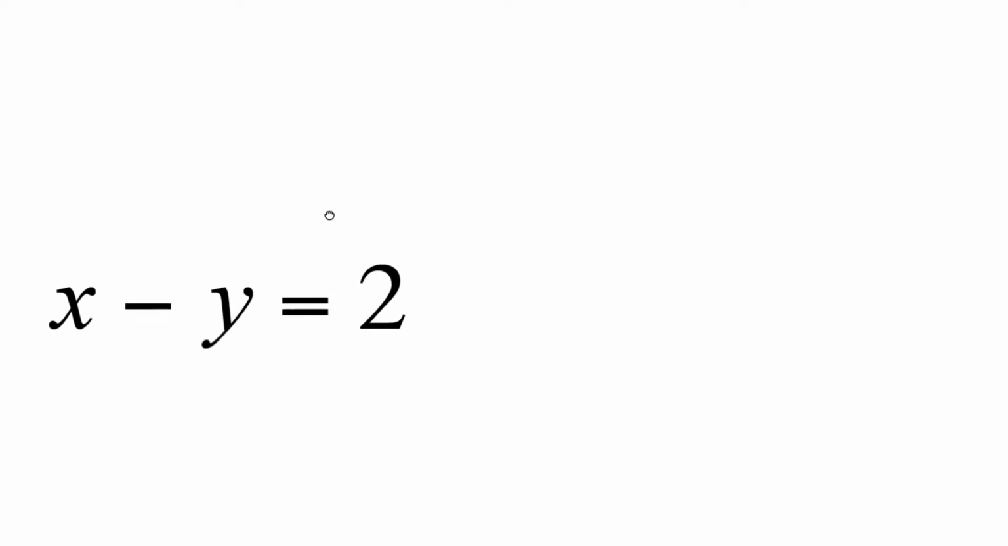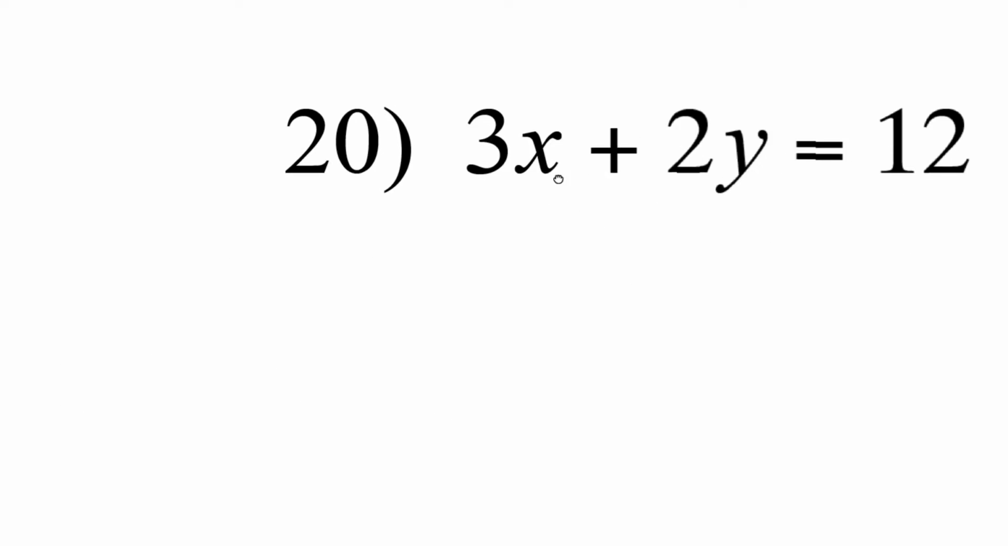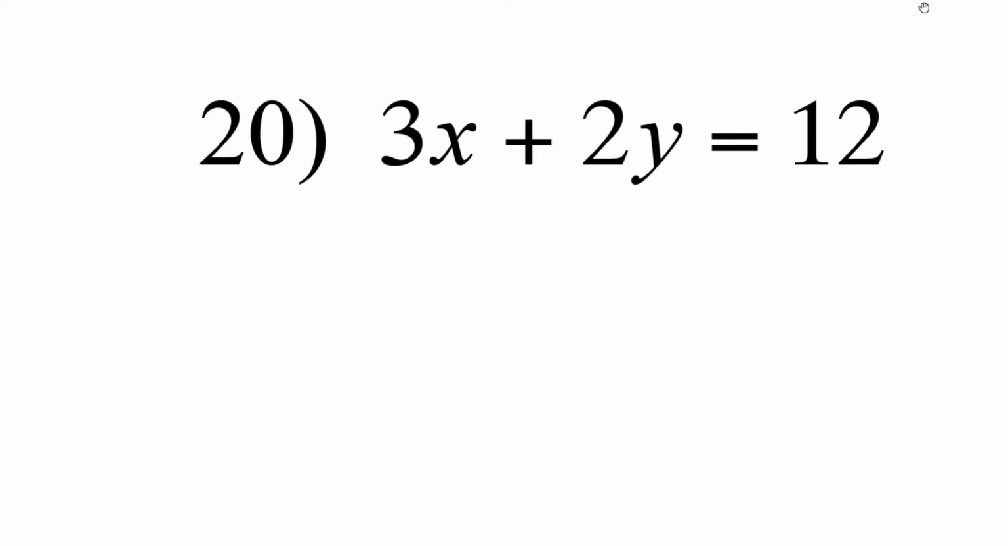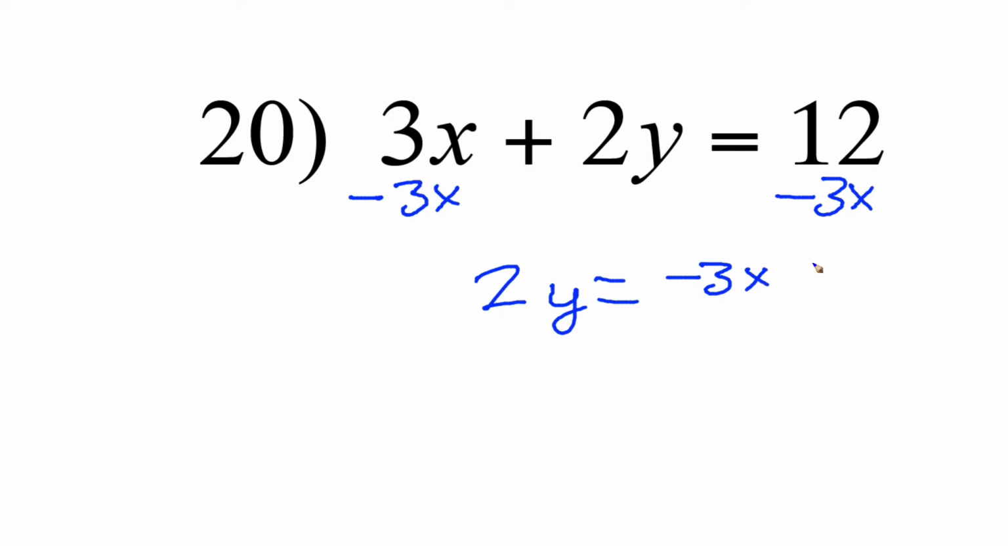Let's see, I'm trying to see if there's anything unique. We'll do 2 more examples here. Opposite of x, so negative 3x on both sides. And we have 2y equals negative 3x and positive 12. Always keep them separate, never combine them. Divide by 2, divide by 2, and divide by 2.